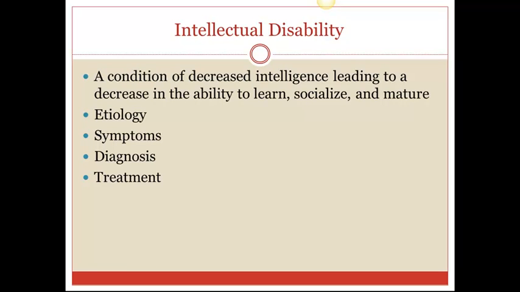Intellectual disability is the first disorder we will talk about. This is a condition of decreased intelligence leading to a decrease in the ability to learn, socialize, and mature. The etiology is often unknown, but in some cases is genetic or acquired. Symptoms include difficulty learning and grasping concepts. The diagnosis is generally IQ testing, and there is really no treatment, but in severe cases, patients will be placed in assisted living complexes.